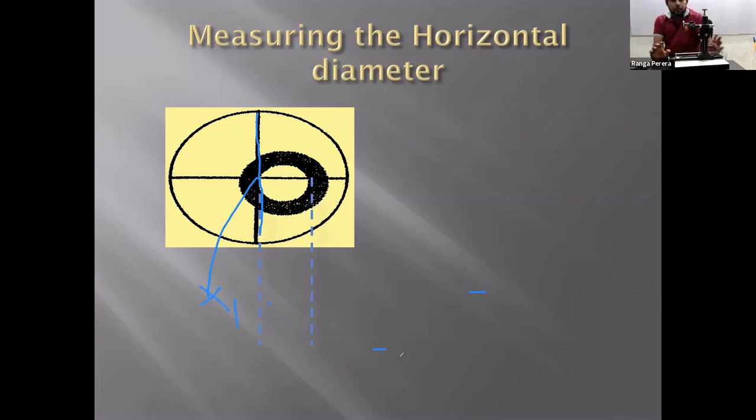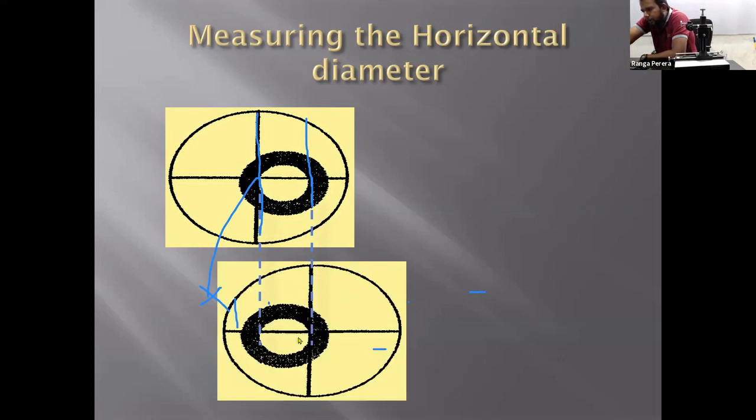Then what should I do? I should move this system horizontally towards the right-hand direction until the vertical crosswire appears at that point, right? Now it has appeared at that point. Take the reading. Let's say at this point you are getting the answer as X2. The new main scale and vernier scale reading is X2.